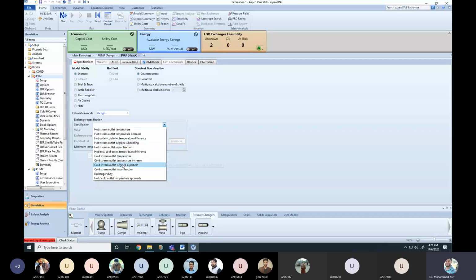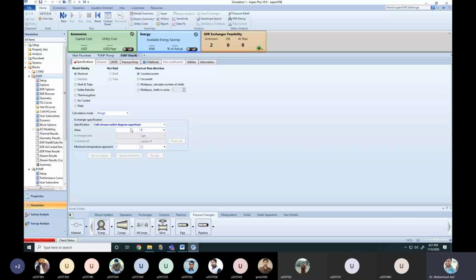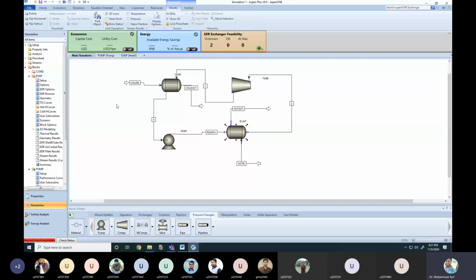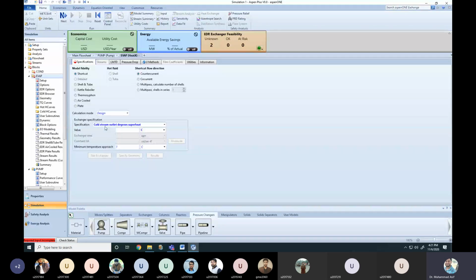Basically we want the cold stream, the refrigerant which is entering this heat exchanger. At the outlet of the cold stream, we want the superheat, I mean the purely vapor. We want the cold stream outlet degree as a superheat. So let's say that this is purely dry vapor. So 0 degree means this is purely dry vapor. I hope you know that.